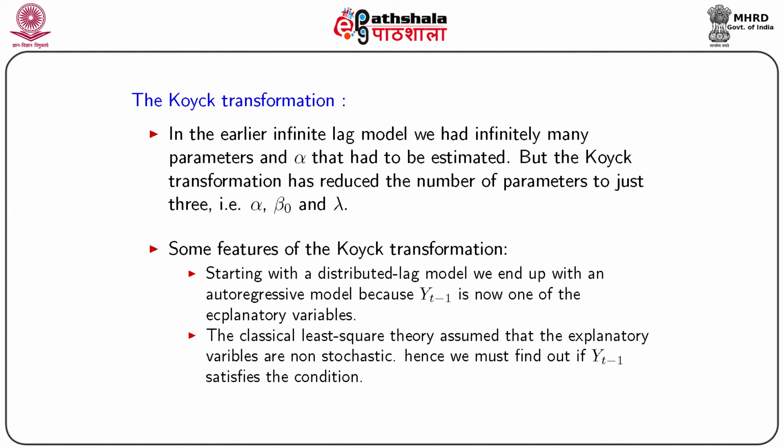The classical least square theory assumes that the explanatory variables are all non-stochastic. Hence, we must find out if yt minus 1 satisfies this condition. As we have seen in the model, yt minus 1 is one of the variables that we use on the right hand side of the model to predict yt. Hence, we must also find out if yt minus 1 satisfies the condition of non-stochasticity.